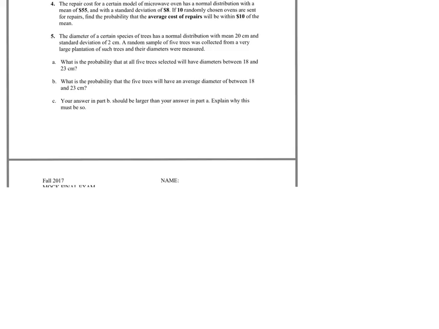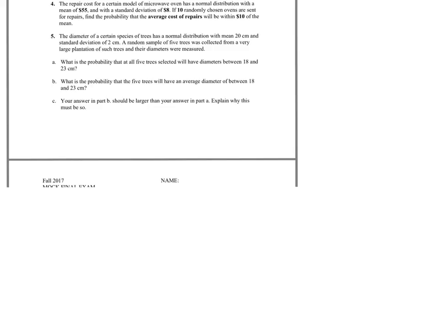Notice that on this one, unlike the one we did together today, they're not asking you to find the probability that the average will be between that, but just that a tree's diameter will be between 18 and 23 centimeters.